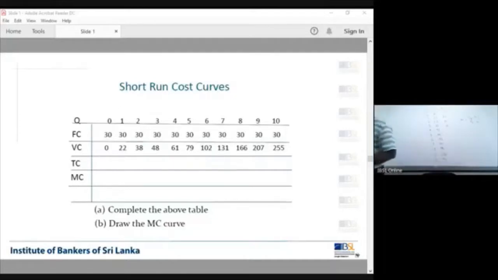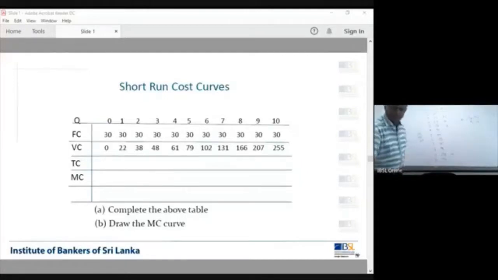Marginal cost curve. For example, the 9th unit: 237 minus 196 divided by 9 minus 8, which is 41. Like that you can compute the marginal cost of this unit.